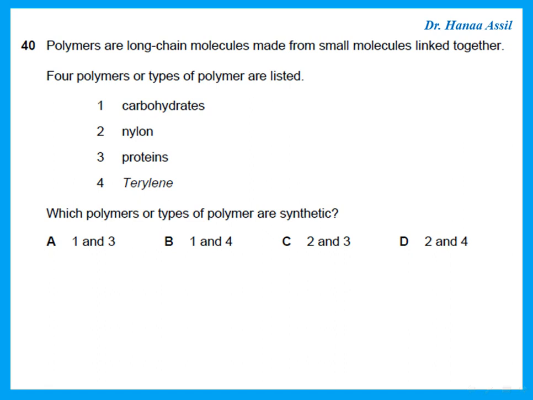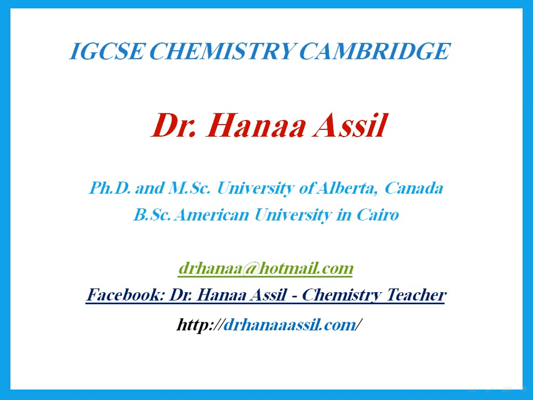Last question. Polymers are long chain molecules made from small molecules linked together. Four polymers or types of polymers are listed. Which polymers or types of polymers are synthetic? Remember, we have natural polymers, and the natural ones are carbohydrates, proteins, and fats. The synthetic ones are nylon and terylene, so that is D.